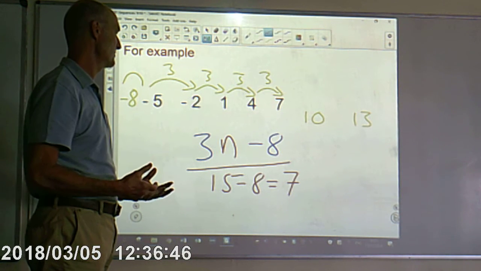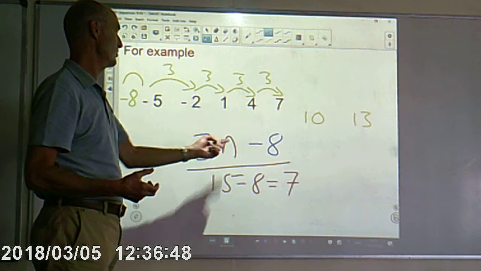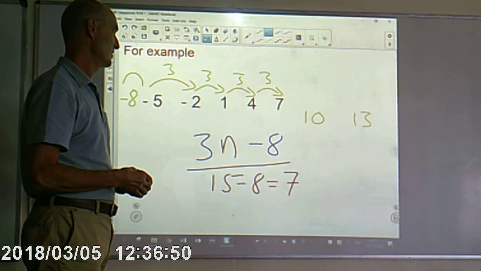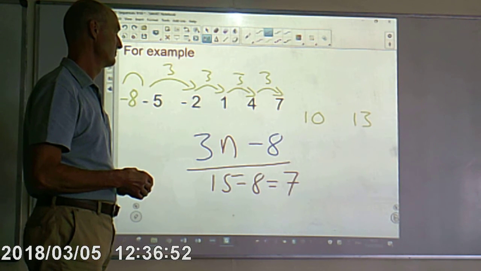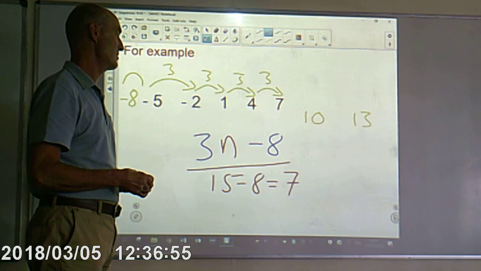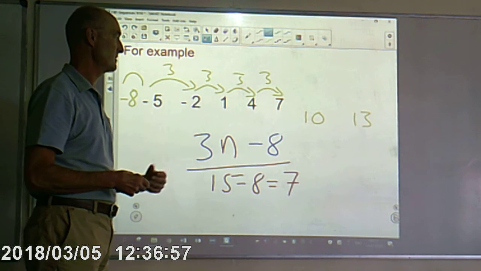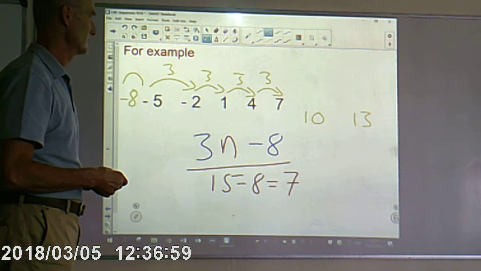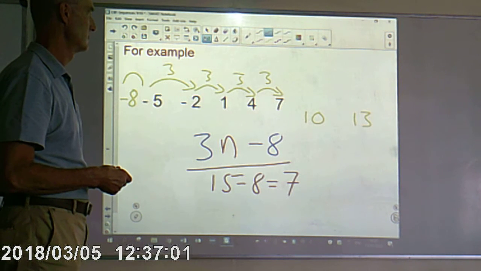My 100th term in the sequence would be 3 times 100. 3 times 100 is 300. Take away 8, 292 would be my 100th term. Okay, and that's how it works.